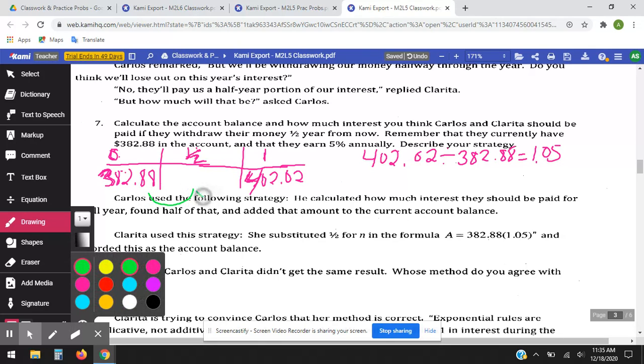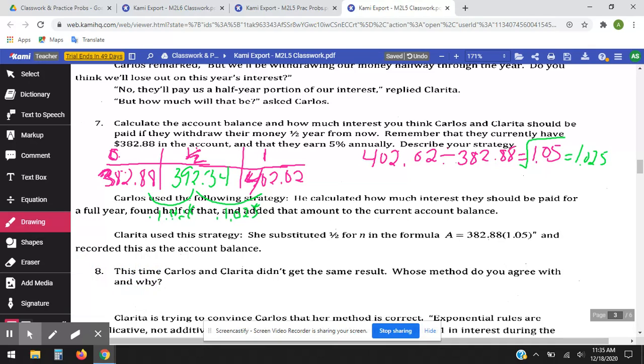And now I need to see how many jumps I need to do. So 1 jump, 2 jumps. That means I need a square root of 1.05. Well, that's about 1.025. So this is times 1.025 times 1.025. And I end up getting 392.34. So we'll see how this works with the rest of them.